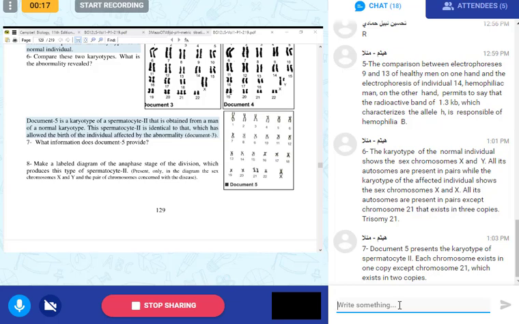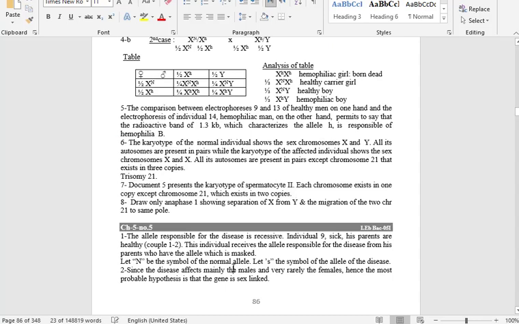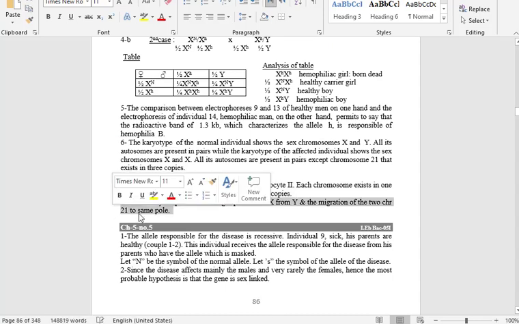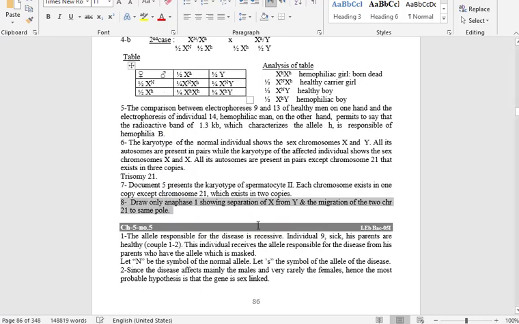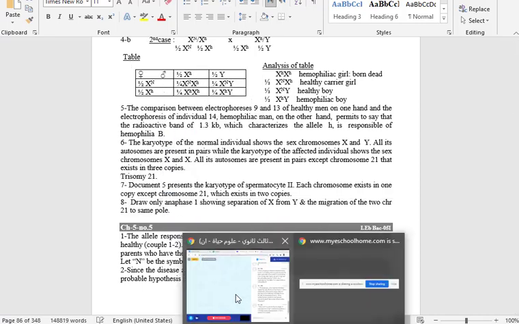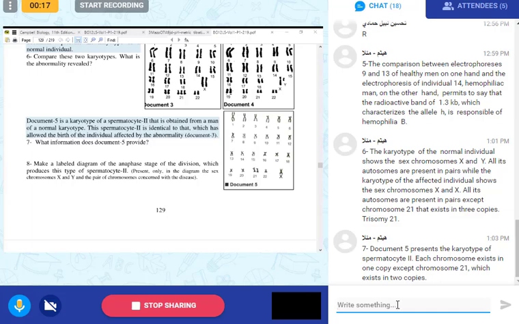Last thing, it says: make a labeled diagram of the anaphase stage of the division which produced this type. We do not draw all the chromosomes. It says to present only in the diagram the sex chromosomes X and Y. Do you think the problem here is in anaphase 1 or anaphase 2? Anaphase 2.